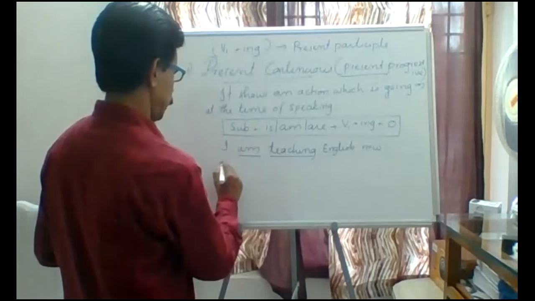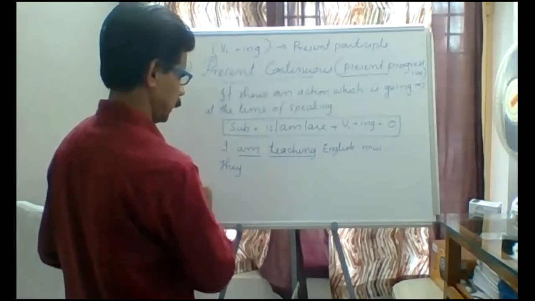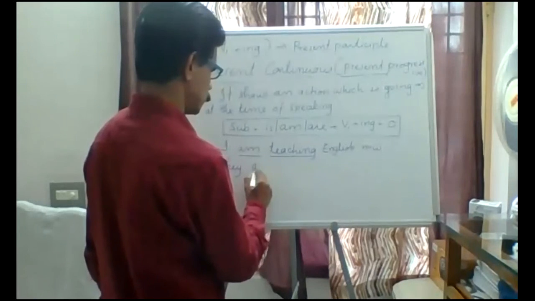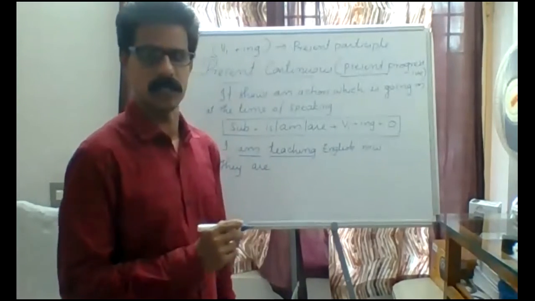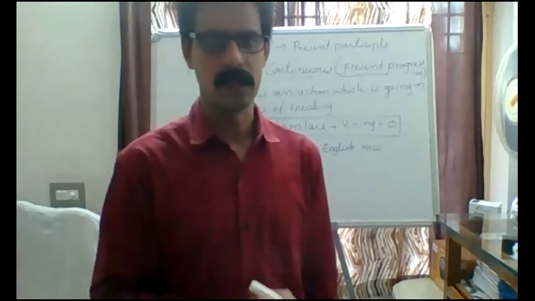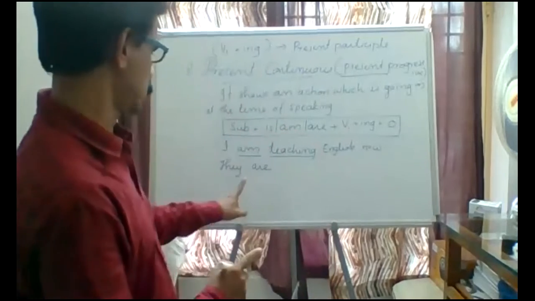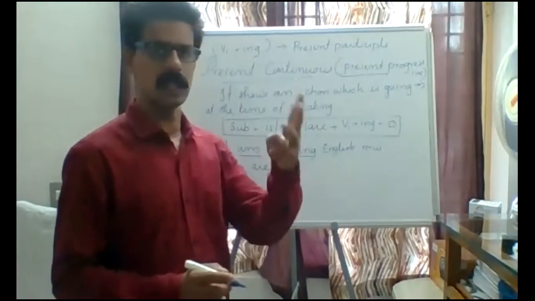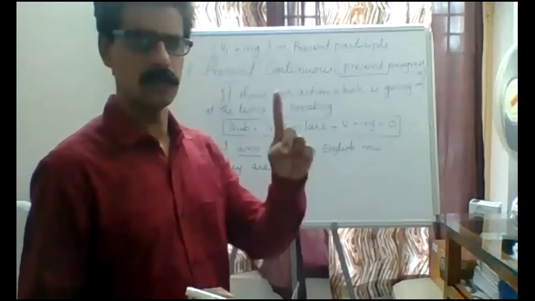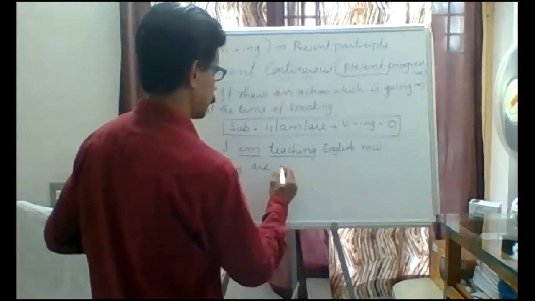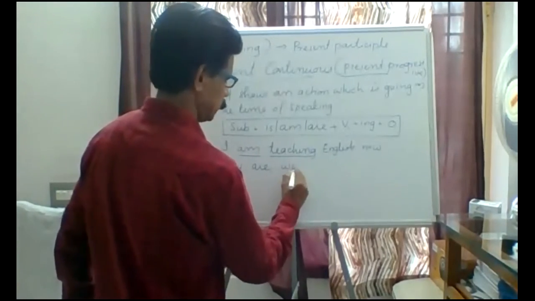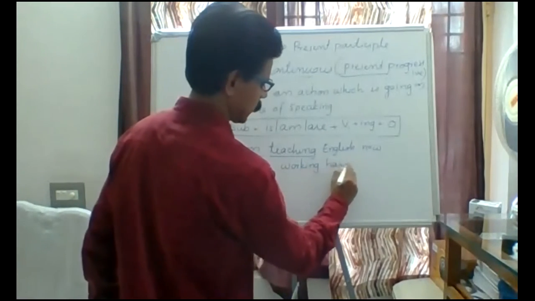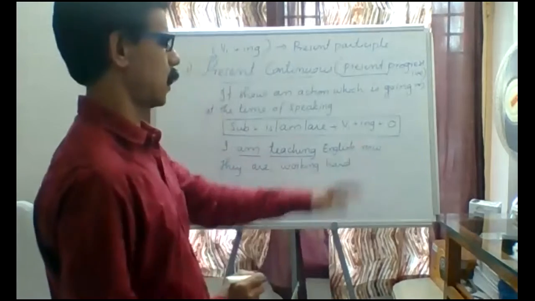If I take they as a subject, I am changing it, then we cannot use am or is, because they is the plural subject. When there is a plural subject, we must use are as the helping verb. Is, are, am, the three are called helping verbs. Already we learned. They are working hard. In this sentence, there is no object.